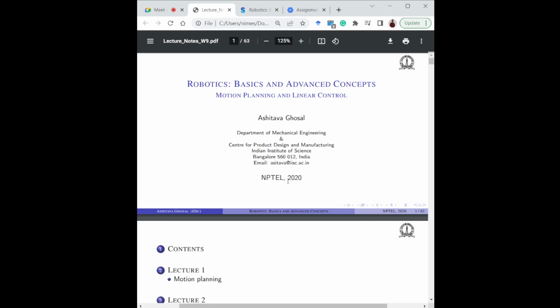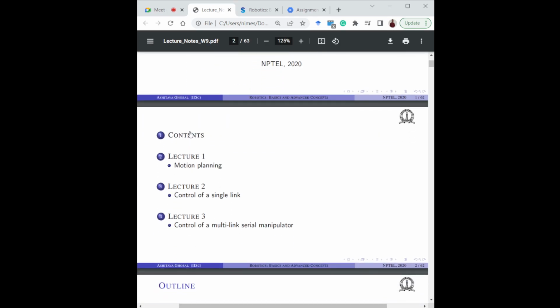So this week three things are introduced. First one was motion planning. How is motion planning essentially approached? One way of doing motion planning, and then there was a discussion about the control of a single link, and then a discussion about the control of a multi-link serial manipulator.